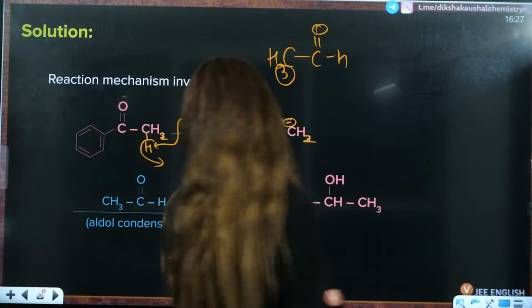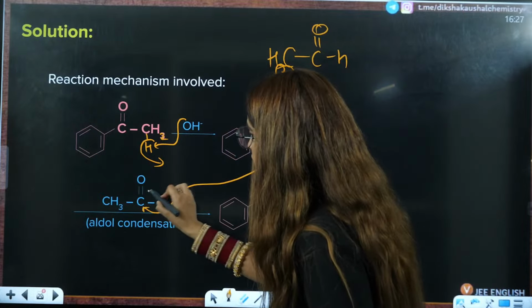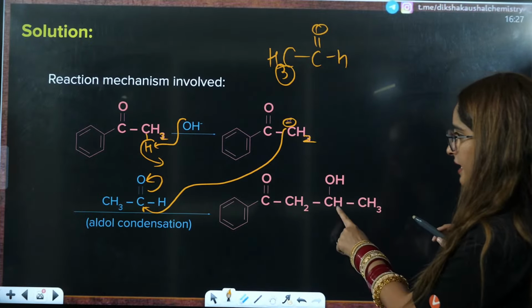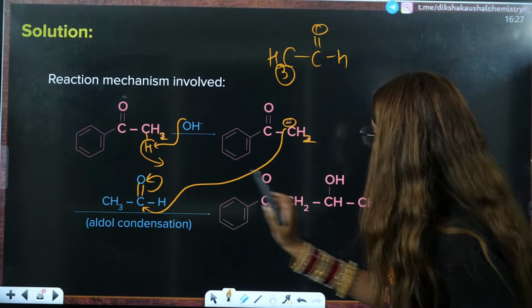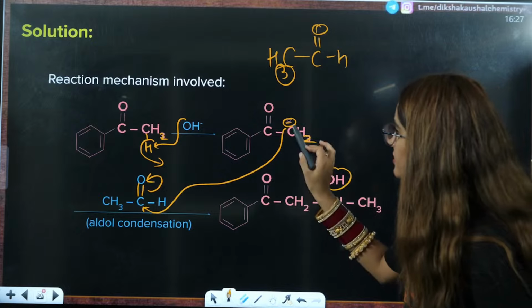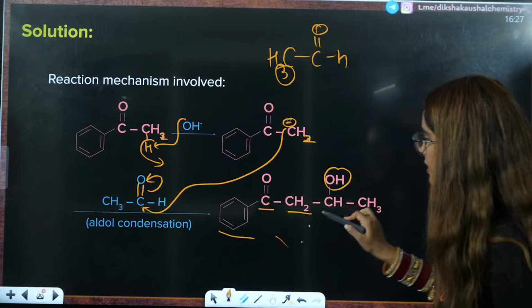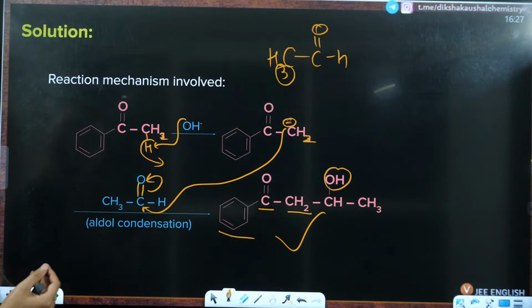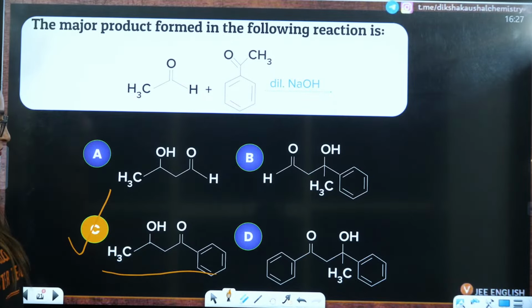Now this negative is going to attack on this carbonyl carbon. Electrons will jump here. You will have CH3, CH, because the double bond electrons are jumping here. So it will be one H here. Then here CH2 is attached to this side, CH2, then CO, then this is benzene. And hence it is going to be your correct answer in the end. So answer is going to be C, the correct answer. Okay, C is your correct answer.